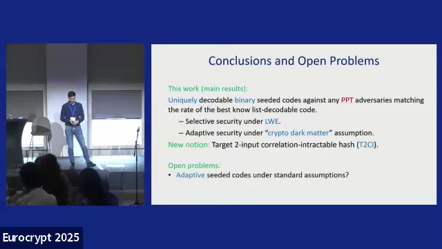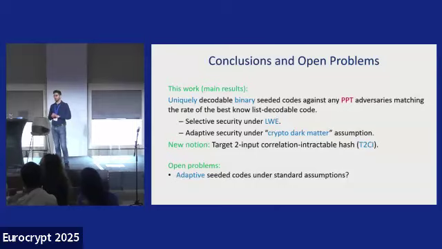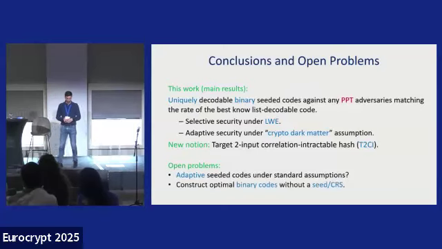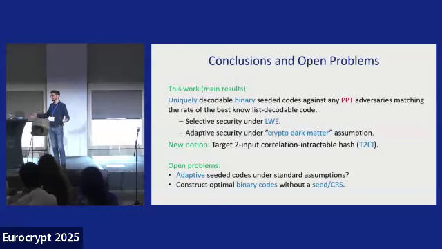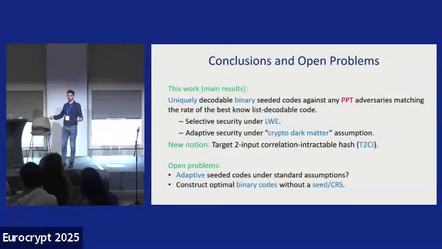And as for open questions, well, can we get the adaptive notion under more standard assumptions? Or maybe a lot more assumptions other than LWE? And can we actually construct these codes for the binary case without any setup, without a seed, without a CRS? As I said before, we were able to do so for the large alphabet case. For large alphabet, we did not even need anything. We only needed one-way functions, and we were able to construct these codes. We did not need the setup or any of these things. Okay, so with this, I finish. I'll be happy to take any question.